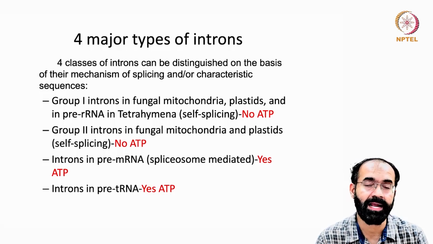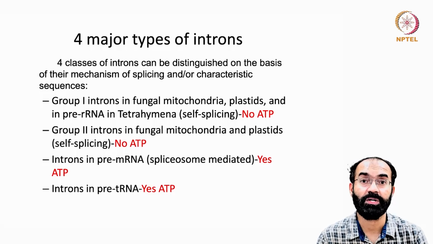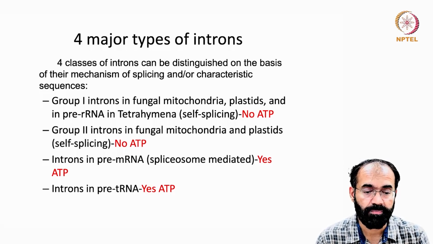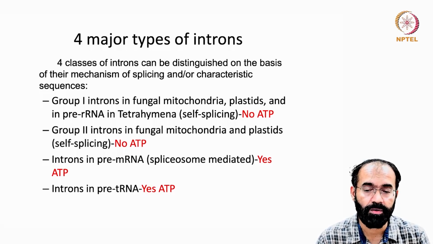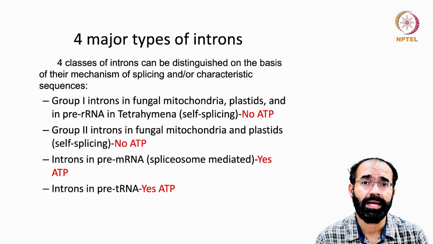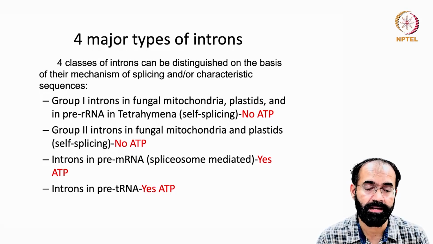no ATP requirement. Here, what we are referring to with ATP is whether consumption of energy takes place or not, because they are ribozyme action, they are spontaneous. Whereas group 2 introns in the fungal mitochondria are similar to group 1, except that in group 1 you have an external guanosine recruitment, whereas in group 2 the endogenous A is acting as the branch point, whereas in group 1 exogenously recruited G is acting as the branch point. That's the only difference. Otherwise both are ribozymes and group 2 also does not require ATP.